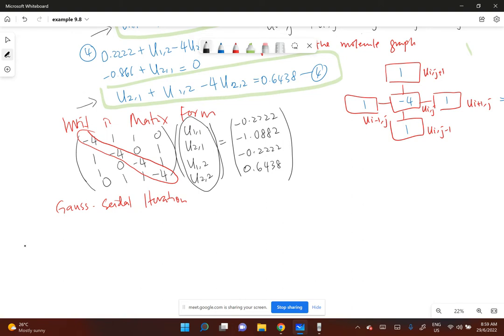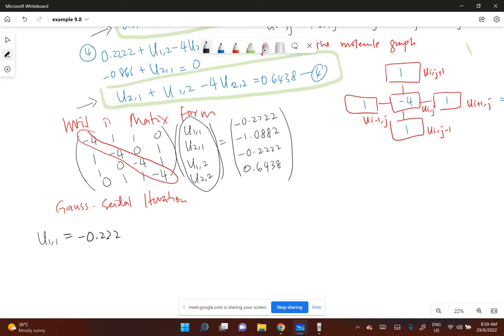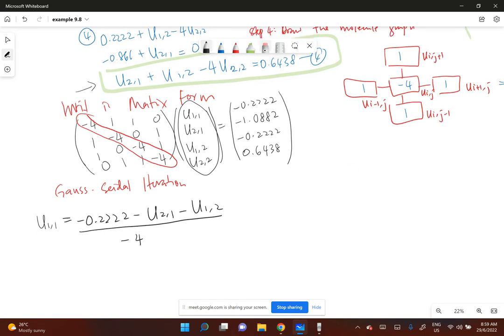So I will use the Gauss-Seidel iteration method. So U11, I'll enlarge it a bit, is equal to negative 0.2222 minus U21 minus U12 divided by negative 4. So U21 is equal to negative 1.0882 minus U11. Okay, we don't have this, U12 we don't have, so directly minus U22 divided by negative 4.